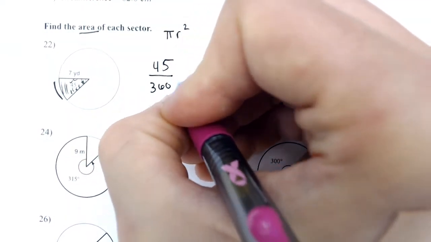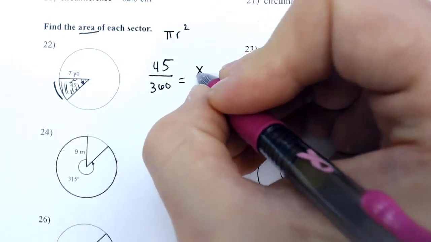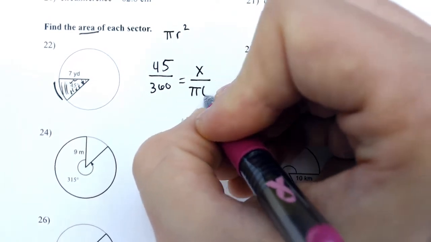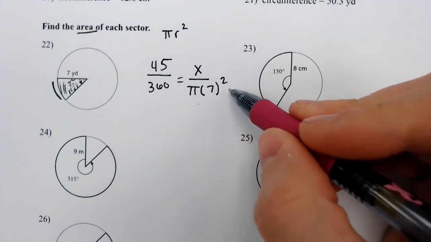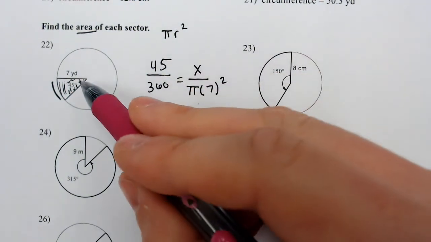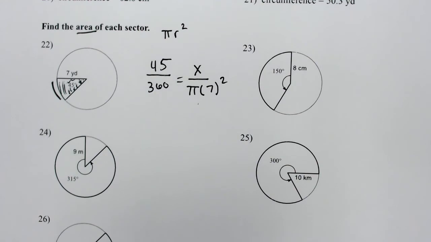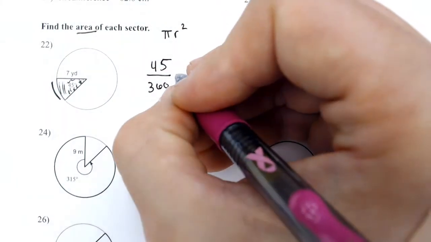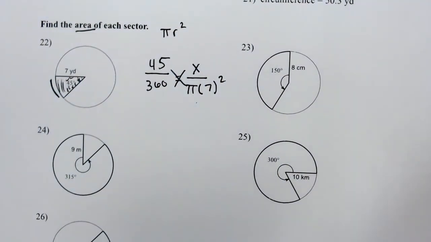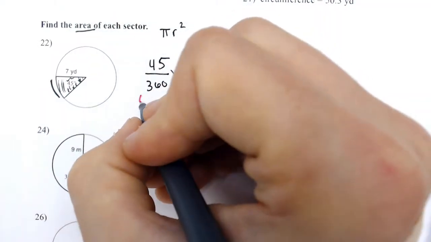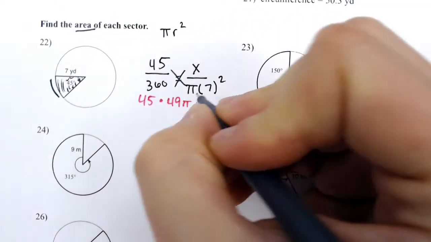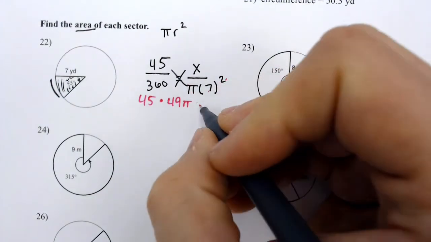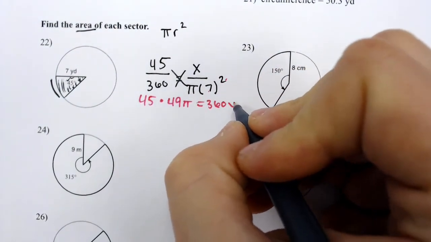45 out of 360 is equal to the portion of the area out of the entire area. So I did pi r squared here on the bottom because it's the area problem, not the circumference formula problem. Cross multiply the exact same way. We get 45 times 49 pi. I got 49 times 7 squared equals 360x.